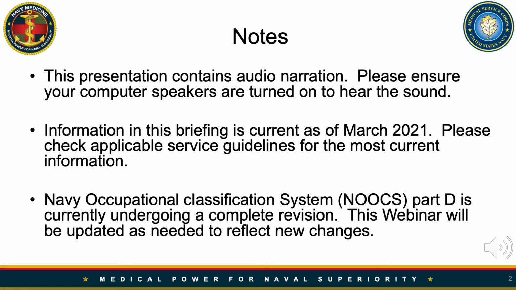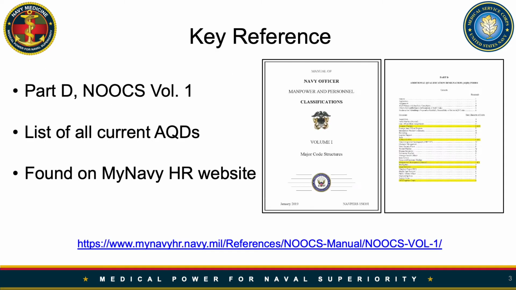As we know, things change, publications and instructions are updated frequently, so always use a primary source online when possible. However, we will try and update this brief to keep up with current information. Our key reference is the Navy Officer Occupational Classification System Manual found at the mynavyhr.navy.mil website under the References tab.